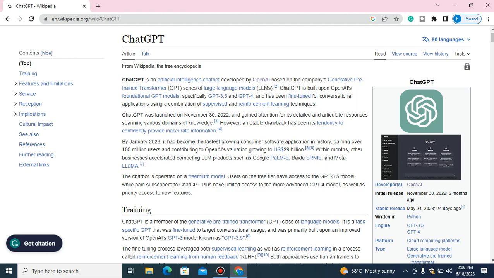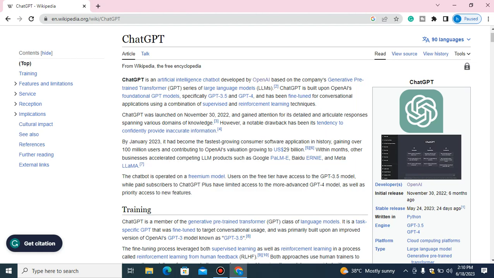ChatGPT was launched on November 30, 2022 and gained attention for its detailed and articulate responses spanning various domains of knowledge. However, a notable drawback has been its tendency to confidently provide inaccurate information. By January 2023, it had become the fastest-growing consumer software application in history, gaining over 100 million users and contributing to OpenAI's valuation growing to US $29 billion within months.